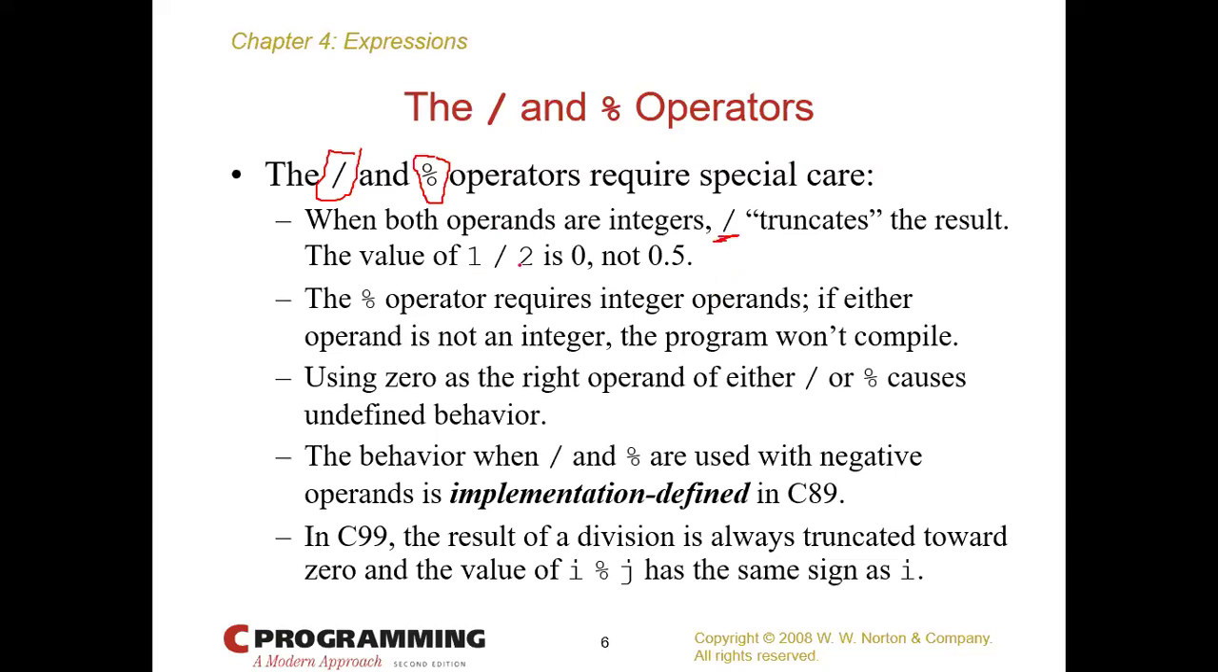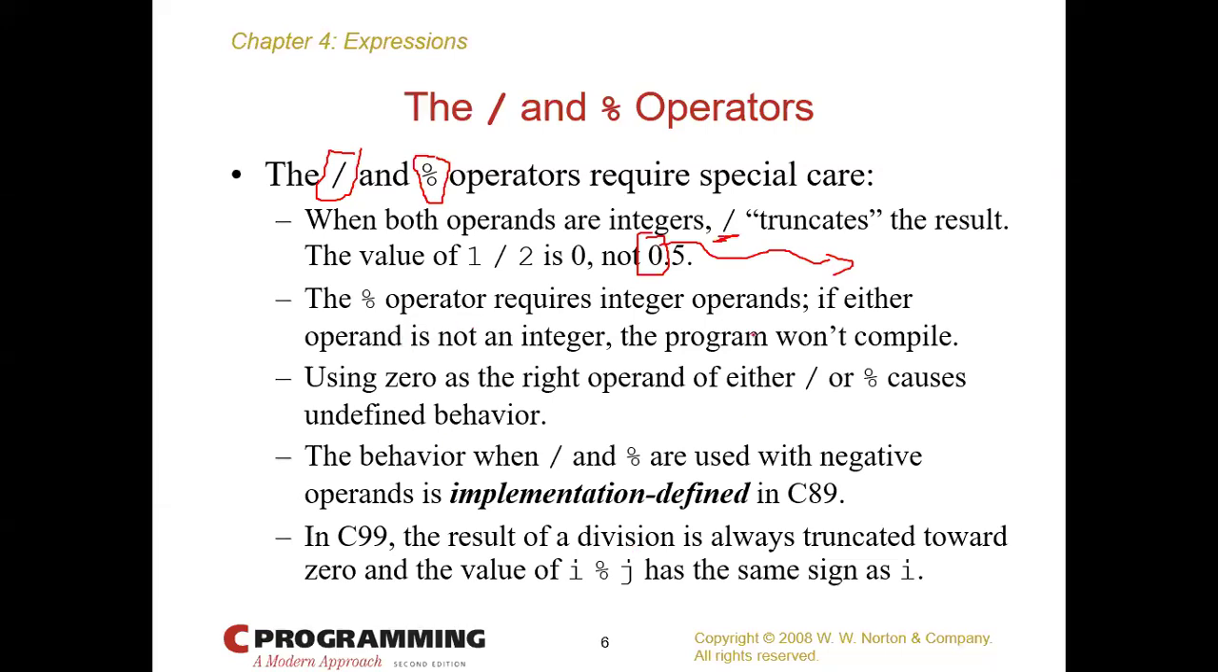So what is the result of 1 divided by 2? The answer is 0.5. But in C, the answer is not 0.5 because C does not help you to change the type. You are dividing two integers, so the answer must be integer. So the answer is 0.5, but we need the integer part of 0.5. So it cuts away the fractional part and gives this to you as 0.